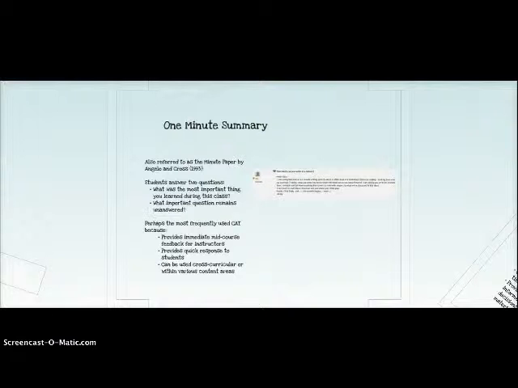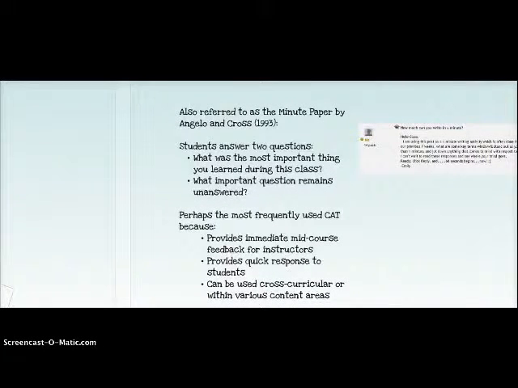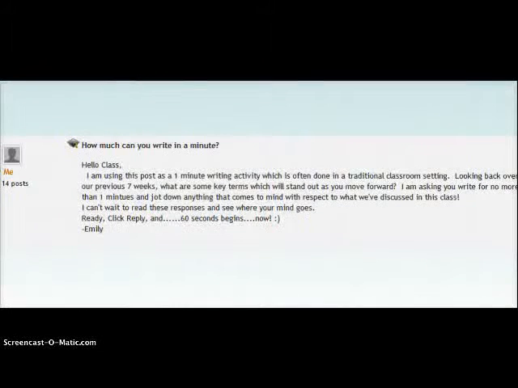Another extremely flexible CAT is called the 1-minute summary. This is also referred to as the minute paper by Angelo and Cross. This provides immediate mid-course feedback. It provides quick response to students, and it can be used cross-curricular across many various content areas. And it's perhaps the most frequently used CAT. This is an example of how it has been used in the online classroom.